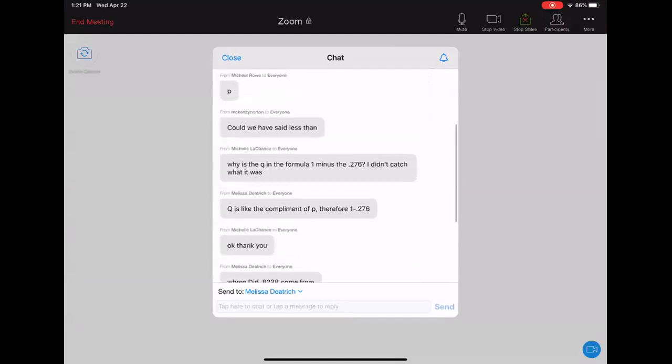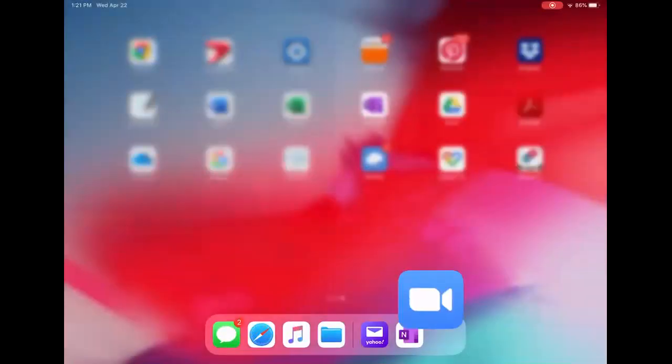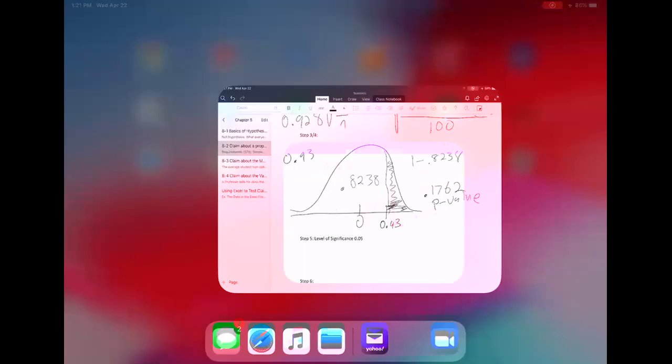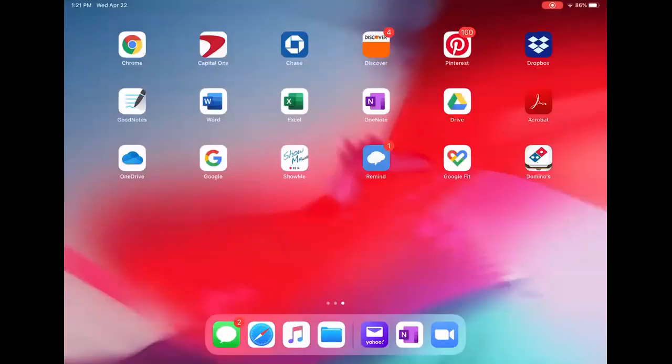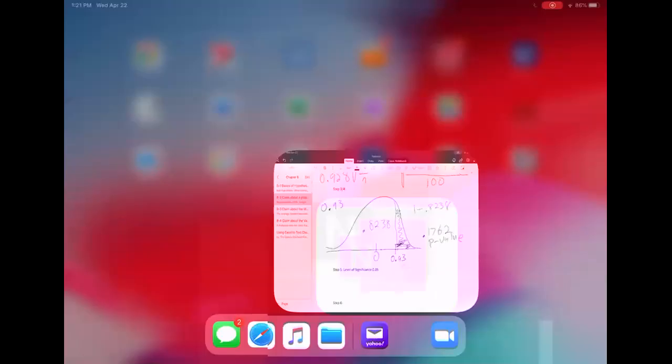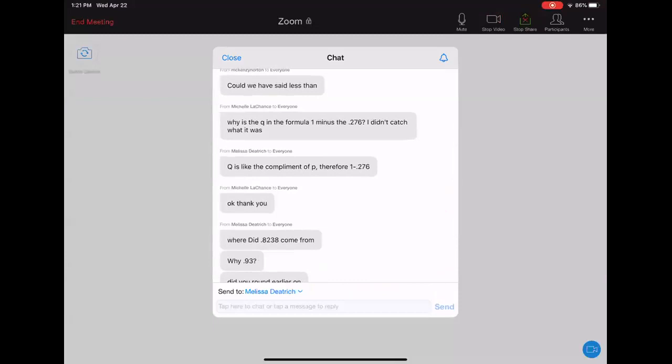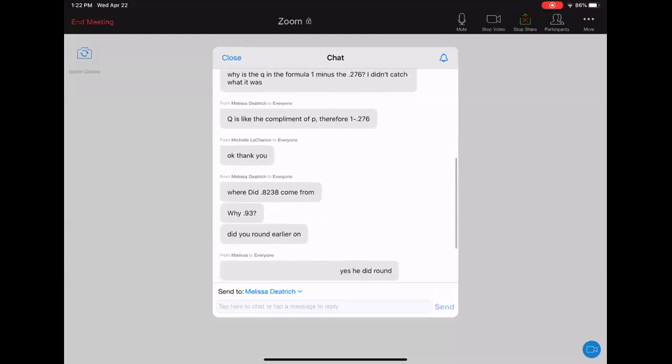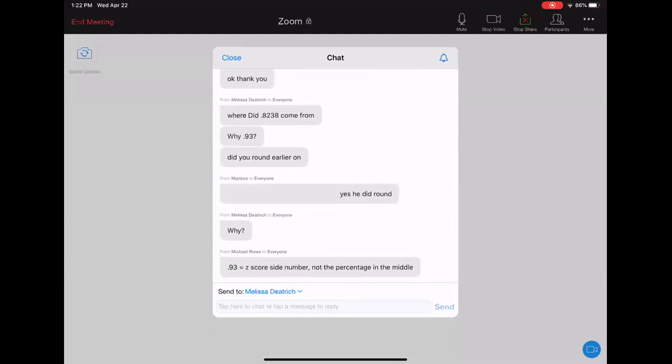We said greater than because the problem says higher. We're not trying to prove that the number's smaller. We want to prove the number's larger. So that's where the greater than came from. Why is the Q 1 minus? Because remember, Q is 1 minus P, and since P is 0.276, Q is 1 minus 0.276. Melissa answered that. Thank you, Melissa. We're at 0.93 because we had to round, because our z-table only had two decimal places. Everybody's basically answered all the questions for me. Thank you.